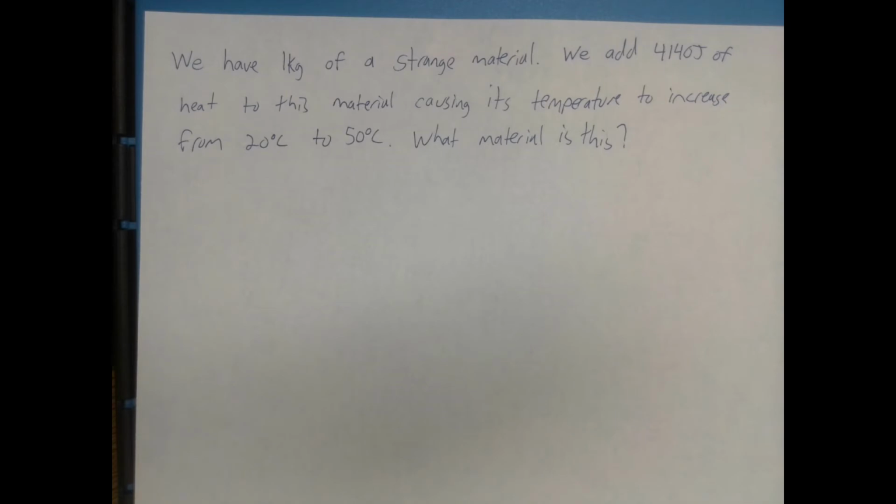It's already in kilograms. So we have 1 kilogram of a strange material. We add 4,140 joules of heat to this material, causing its temperature to increase from 20 degrees Celsius to 50 degrees Celsius. What material is this?